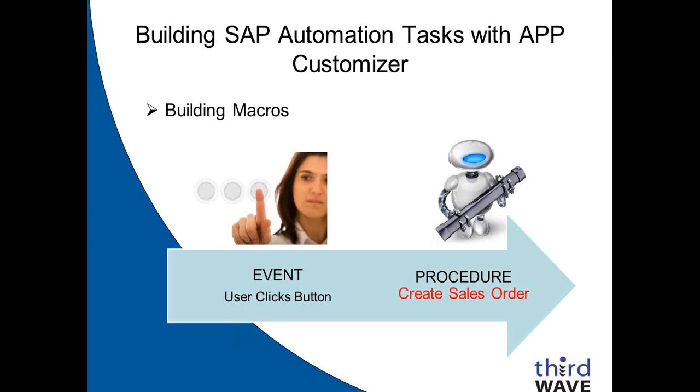So in our next example, we're going to create a macro that's going to change what we just did. And instead of the user clicking the button and the message box appearing, what we're going to want to do is have the user click a button, and we're going to create a sales order for that business partner record that we're on.